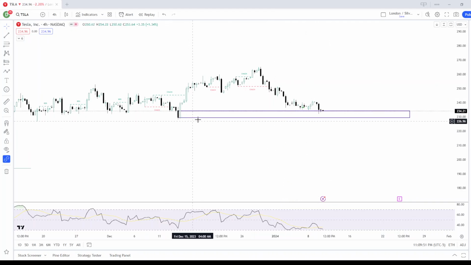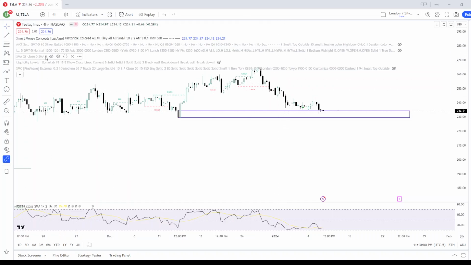Okay, this could end up finding support where we could again rally up. That rally up is going to take us again into the fair value gap right here, right? If we drop our simple moving average, right, we could pop back up above it and see that rally up.